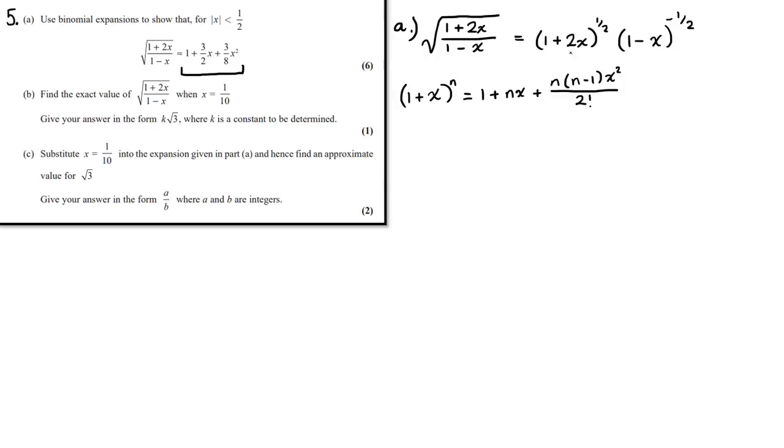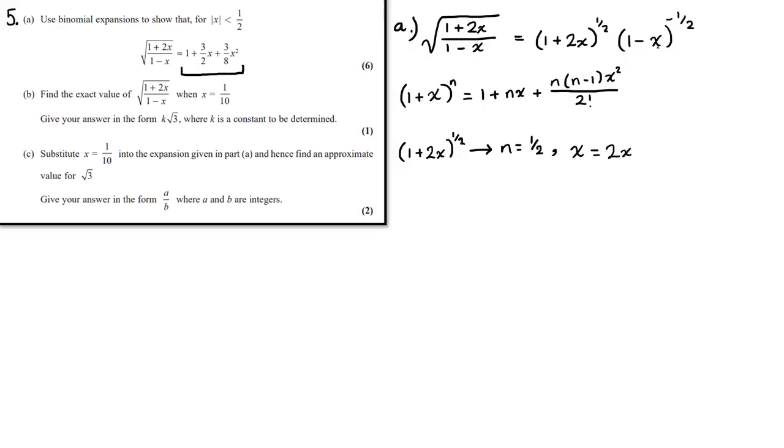So if we write down 1 plus 2x to the power of a half first, well, if we start with this, let's just write down what n is and what x is in this case. So n is the power. So our power here is just a half, so n is a half. And the x here, I'm being a bit loose with the rules of maths here, but what I'm saying is our x is equal to this part here. So x is equal to 2x.